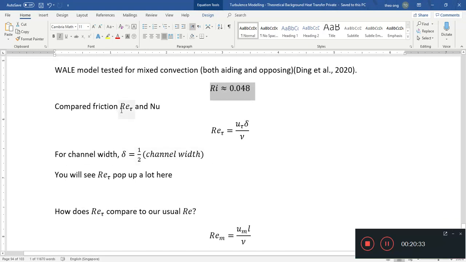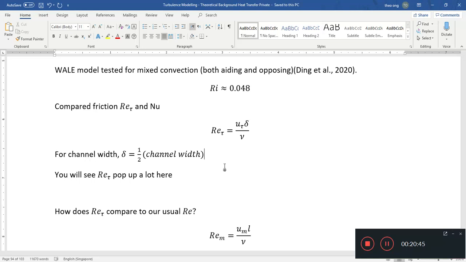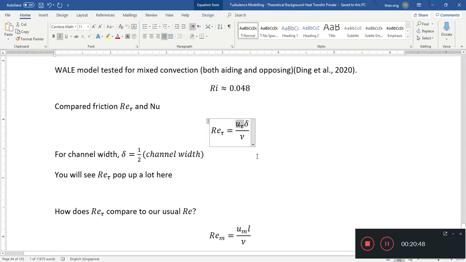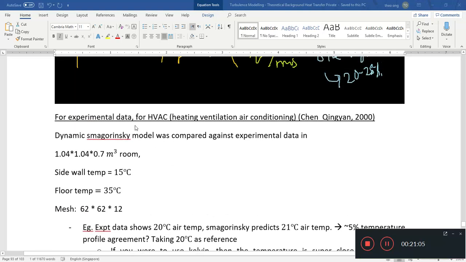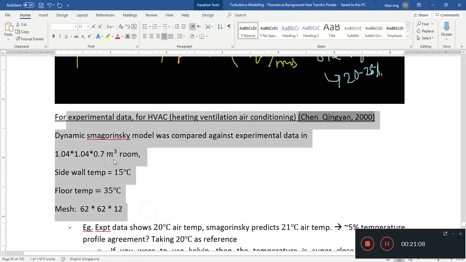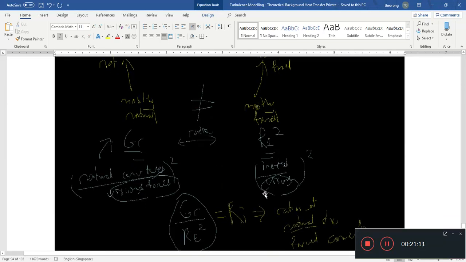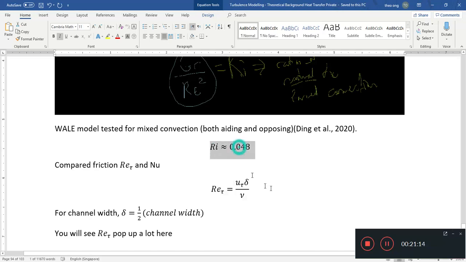So what they do is compare the friction Reynolds number and the Nusselt number. Friction Reynolds number is something you would see very often in turbulence literature. It is different from your regular Reynolds number, and instead of using U mean, it is replaced by U tau, which is the friction velocity. That's why it's called the friction Reynolds number. Hopefully this video has gone through the Richardson number again. This is very important for turbulent mixed convection.